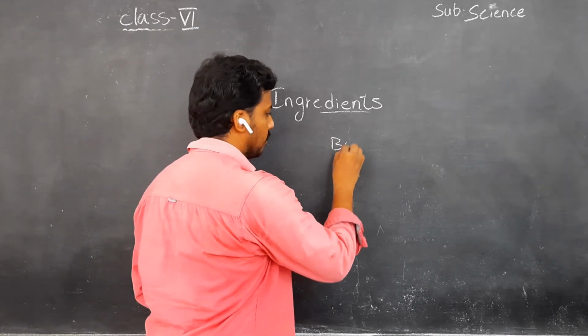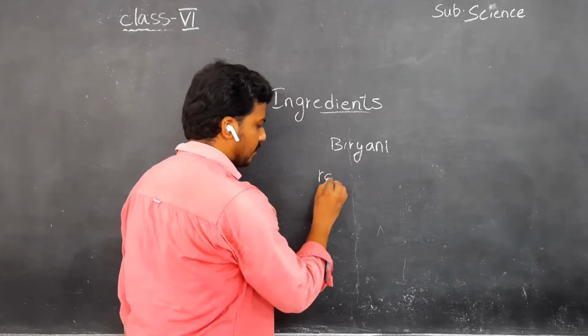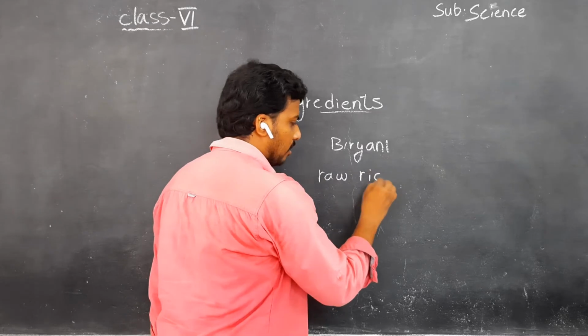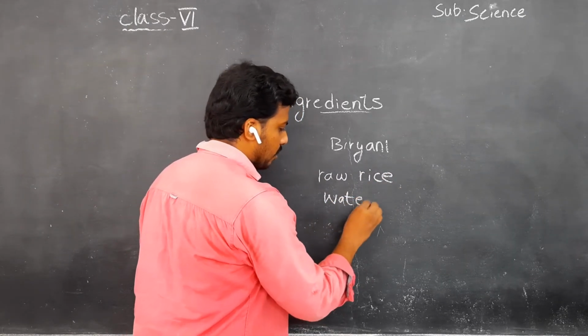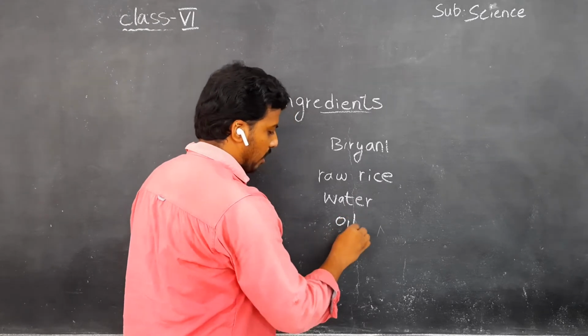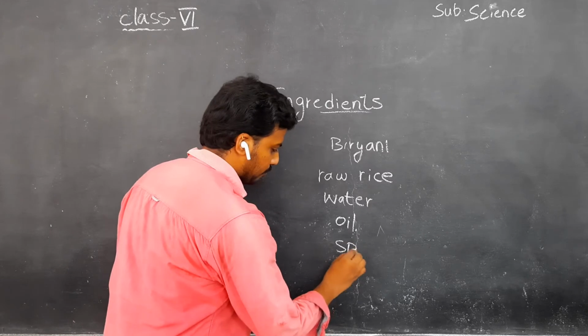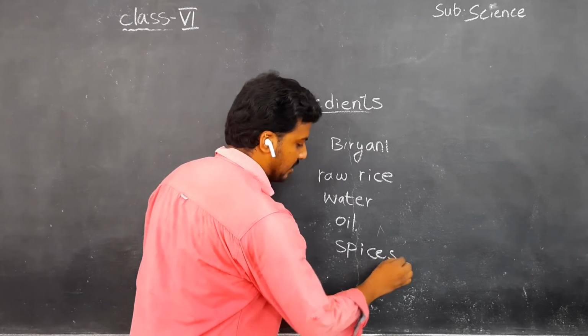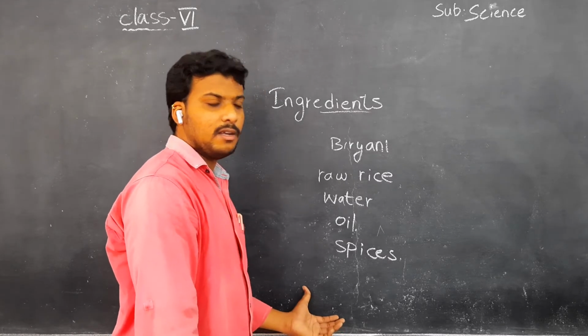children, biryani, what do we need, children? We need raw rice. Next water. Next oil, edible oil. Next spices. Next what you need? Salt.